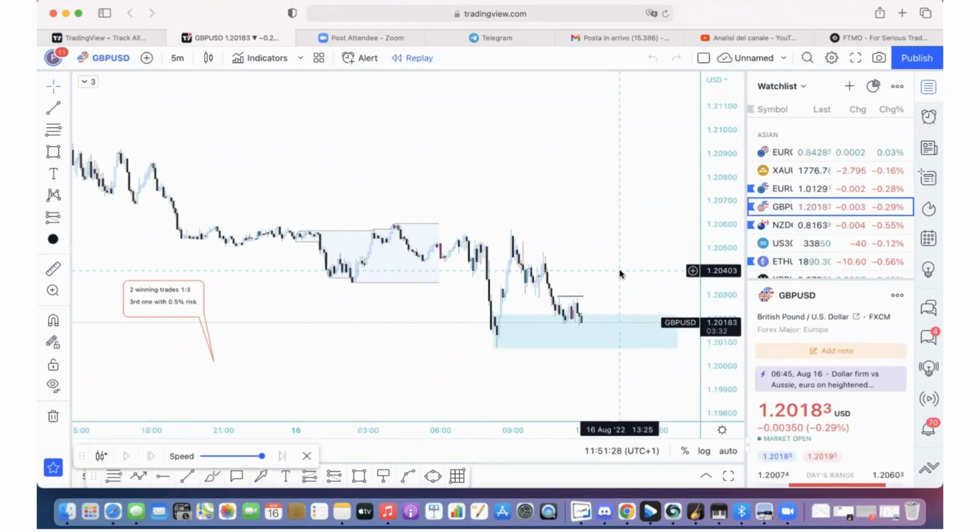Oh, with cryptos. If you have Binance or any crypto account, it is easier. You withdraw with crypto, you receive the cryptos, and then from Binance you withdraw to your bank account.